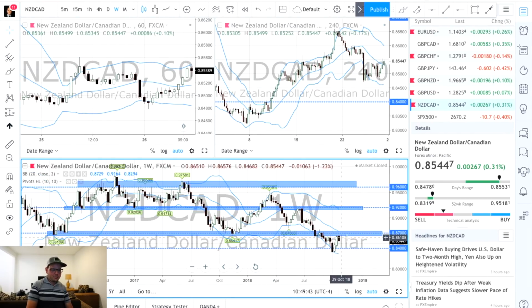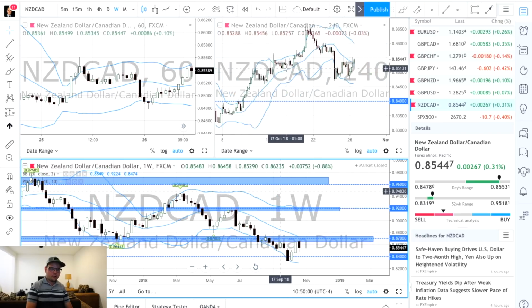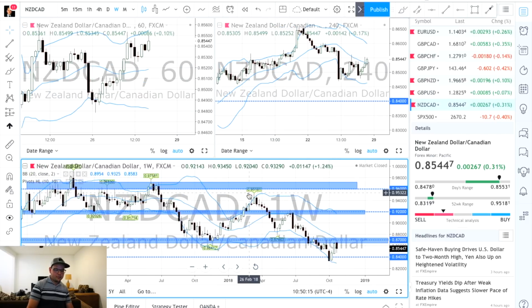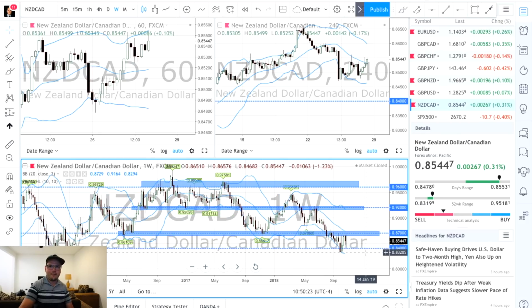NZDCAD is between two zones. Basically, what you would do is wait for a bearish setup at 0.87, a resistance area. So we touched the zone over here, coming back there and here. And that's a good place to look for a bearish setup, of course. And then if it were to go back to this zone over here, so what, 84, you could look for a bullish setup.